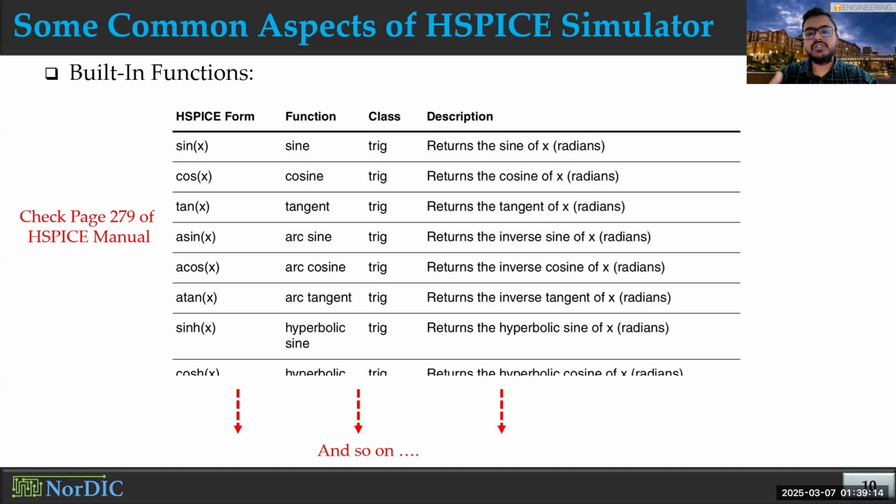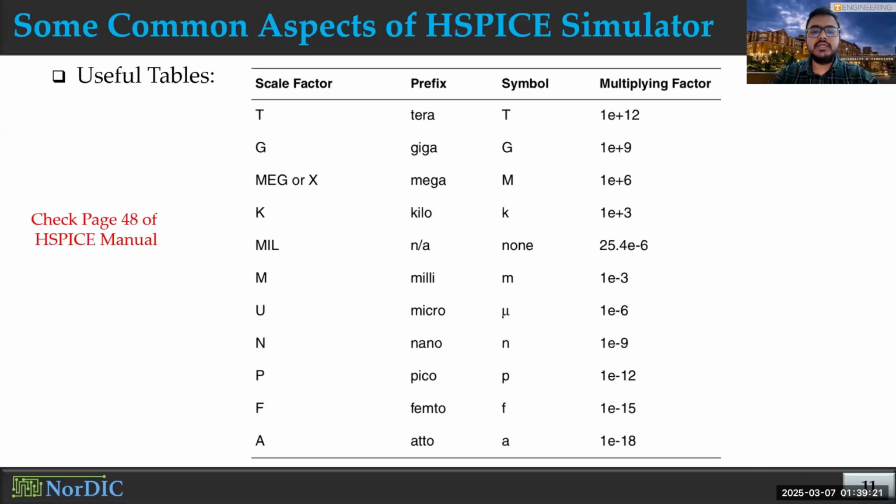As I mentioned, you can also use them to define the values of different voltage and current sources inside your main circuit. Then you have all the scaling factors here as well, which we use in our pen and paper analysis. So all the scaling factors are the same in HSPICE. There's only one difference here.